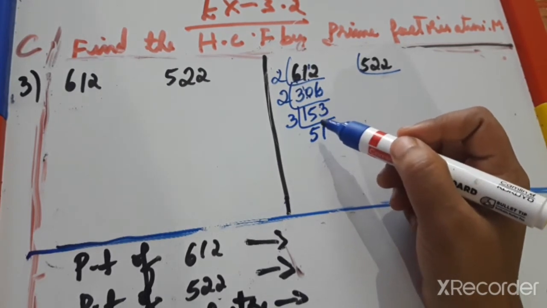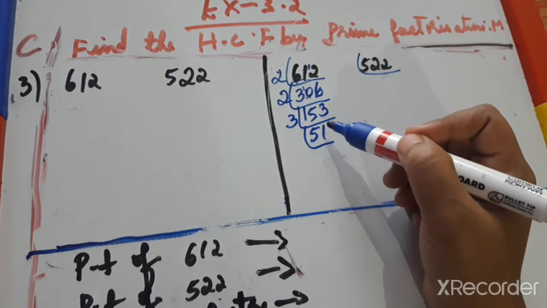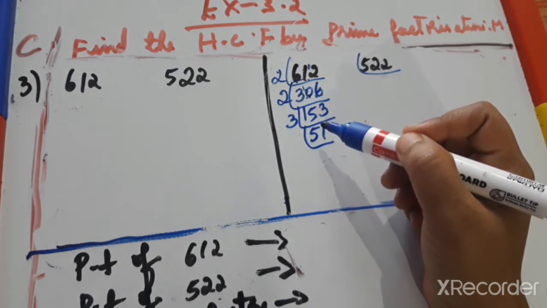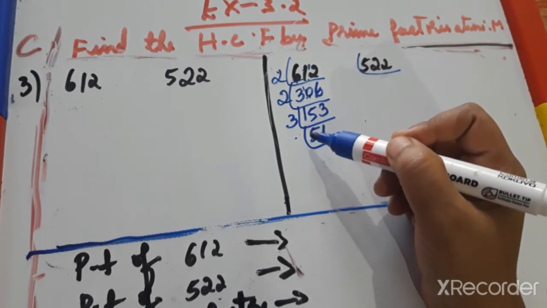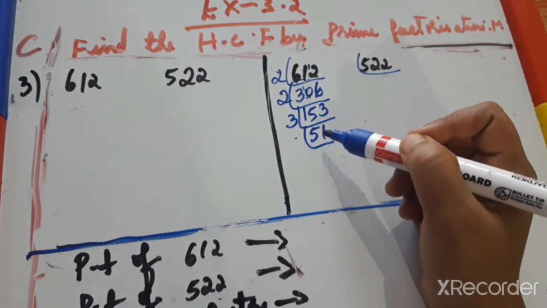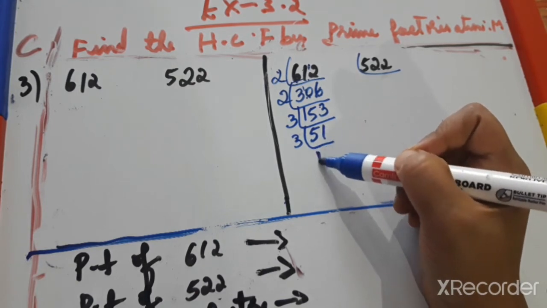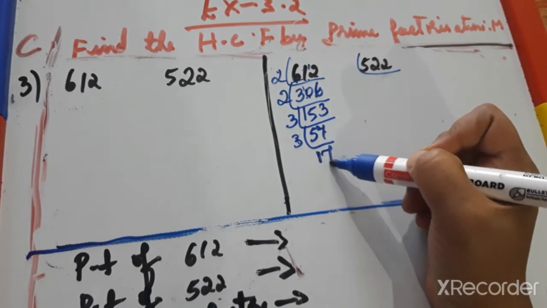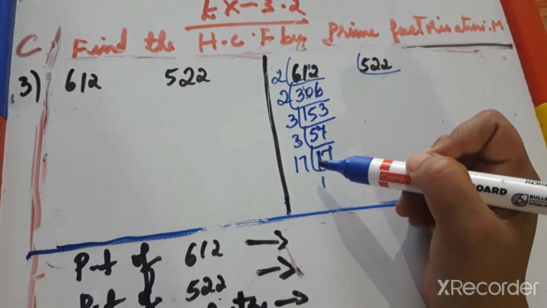And 51, any tables? The last number is 1. In which table do we get 1 in the ones place? 9 9s are 81, but 9 is not a prime number. Then we have to try dividing and check without a decimal point. Then 3 sevens are 21, so 3 ones are 3. 3 is a prime number. 3 ones are 3, remainder 2, 21. 3 sevens are 21. 17. 17 ones are 17. 17 is a prime number.